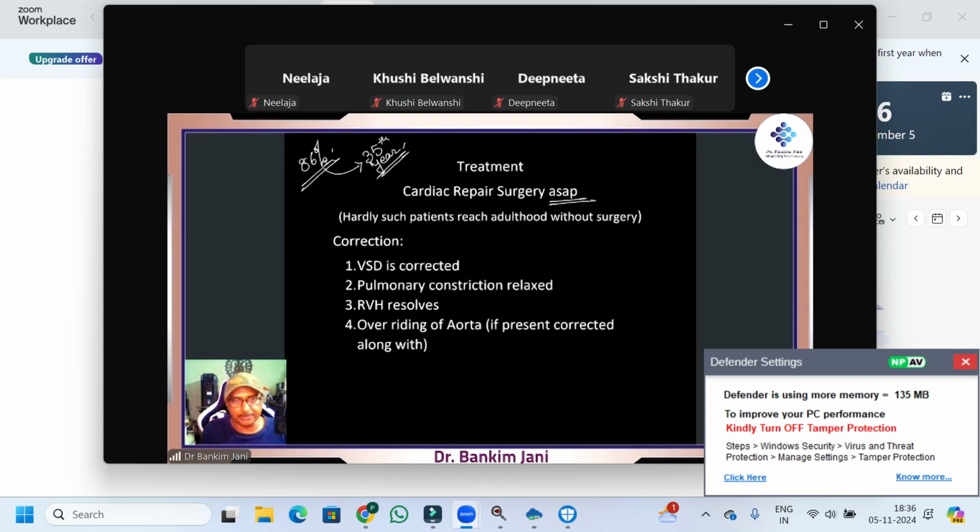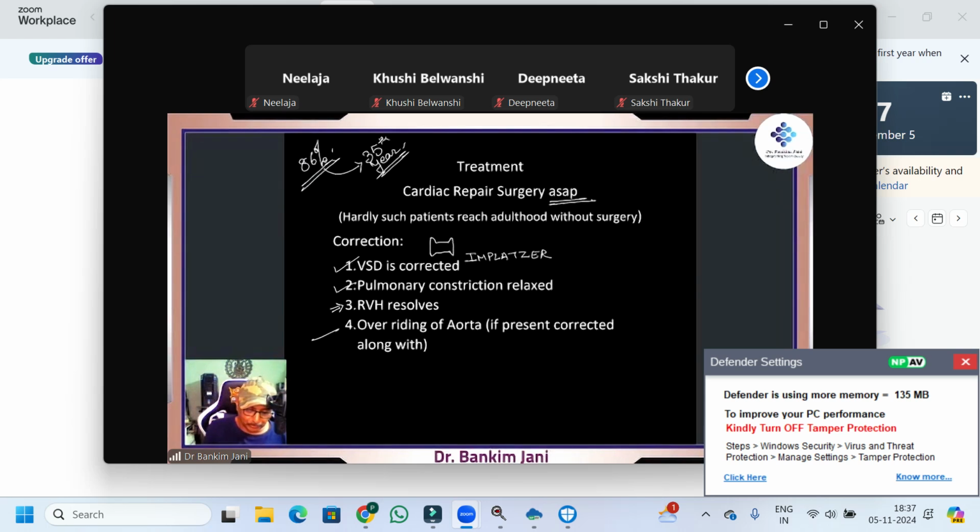What is needed? It is a major surgery. First, the ventricular septal defect is corrected. You know that you'll be doing it with the help of an implanter. We have seen the implanter for the ventricular septal defect. Its shape would be thicker, and it would be the same on both sides, right side and left side. That is the implanter which you'll be using. Second, pulmonary constriction is relaxed. This is relatively easy. Pulmonary wall constriction is relaxed. The third thing is that right ventricular hypertrophy resolves by itself as you decrease the pressure.